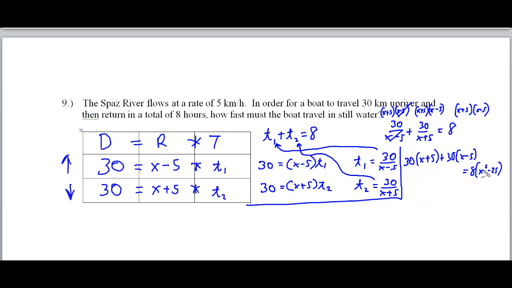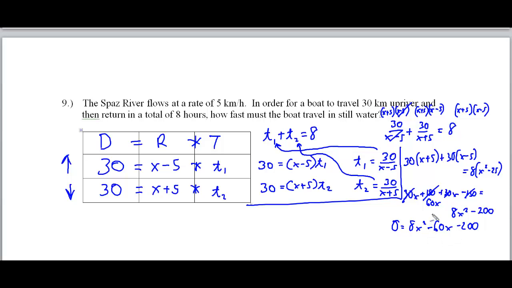Okay, I'm going to distribute all of these. So I'm going to have 30x plus 150 plus 30x minus 150 is equal to 8x squared minus 200. Now a couple nice simplifications. On the left-hand side of the equal sign, the 150s are opposite of each other, so they simplify to 0. The 30x and the 30x add to make 60x. And I'm going to move that to the other side of the equal sign, so I get 0 equals 8x squared minus 60x minus 200.